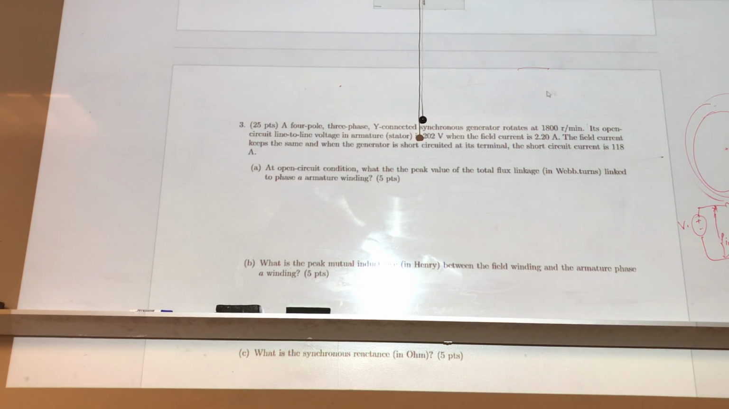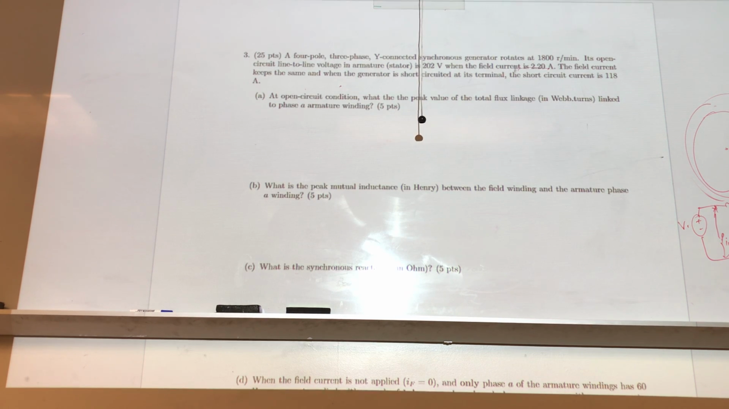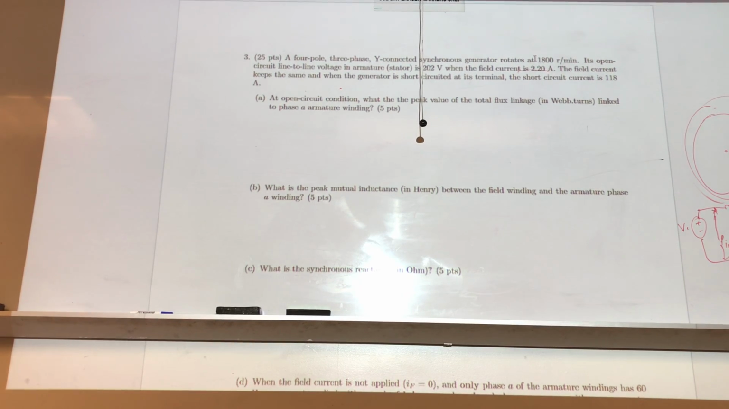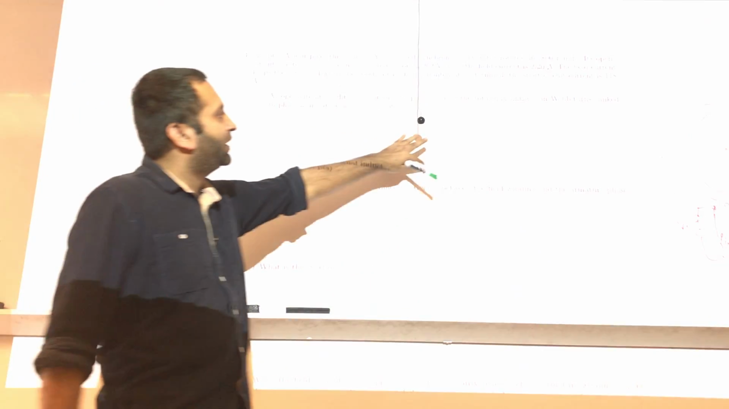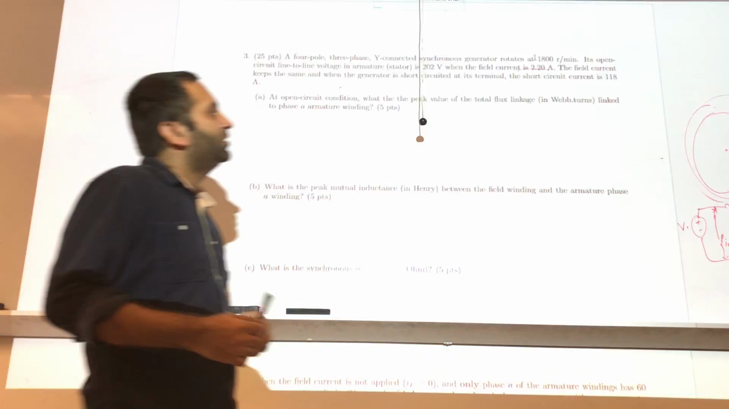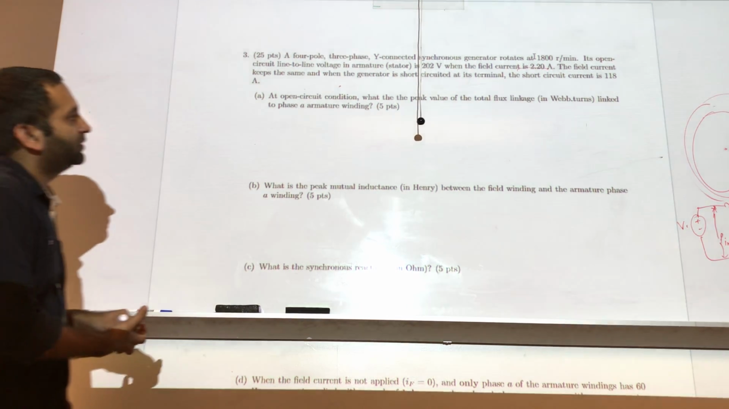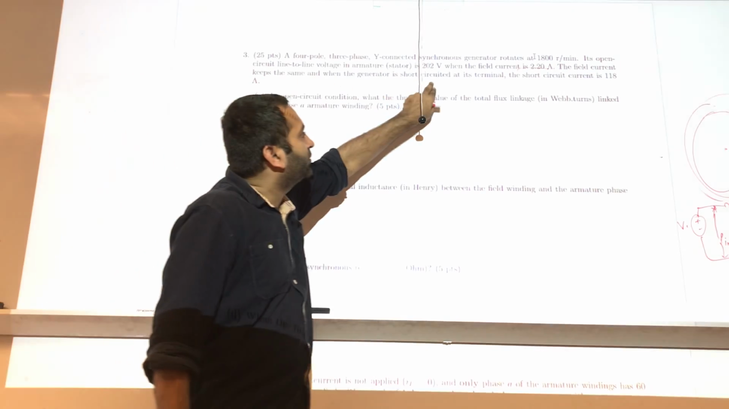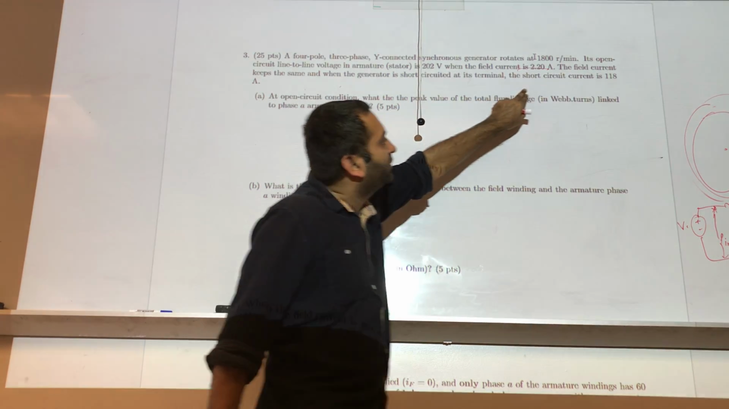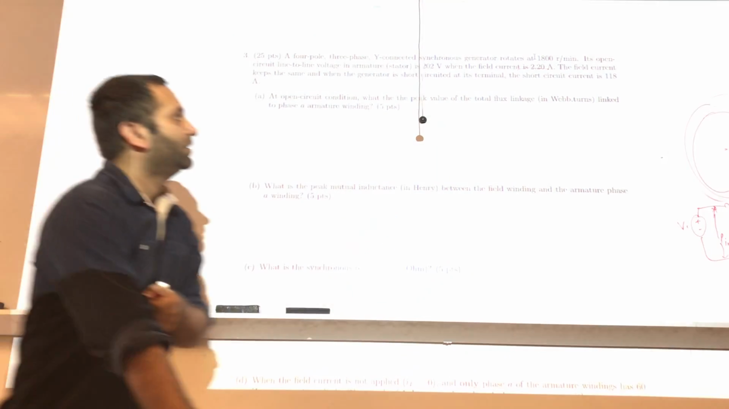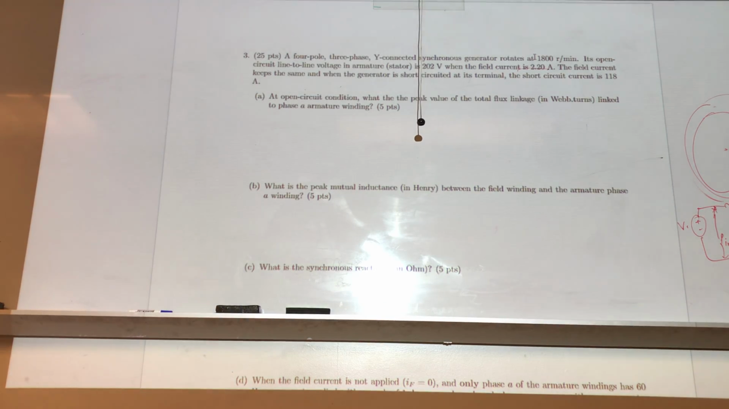This one says it's a 4-pole 3-phase Y-connected synchronous machine, and the speed is 1800 RPM. The open circuit line to line voltage is 202 volts, and the field current is 2.02 amperes. The field current stays the same, so IF is the same, and when the generator is short circuited, the terminal current is 118 amperes. Okay, let's first analyze the question.